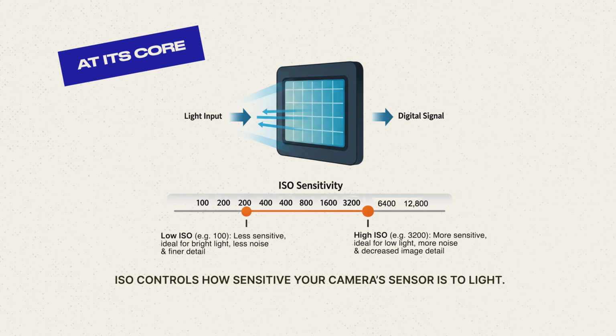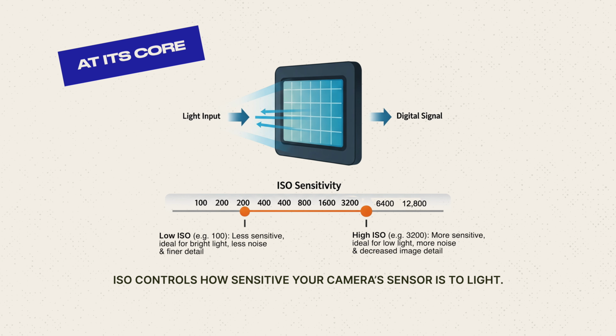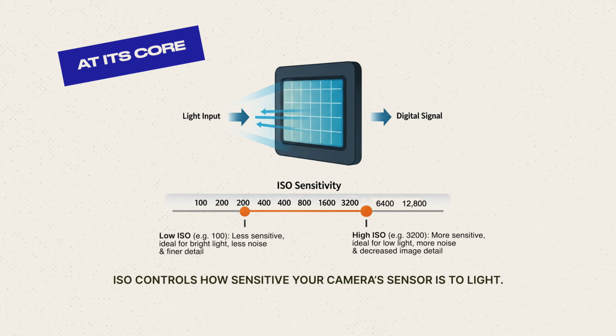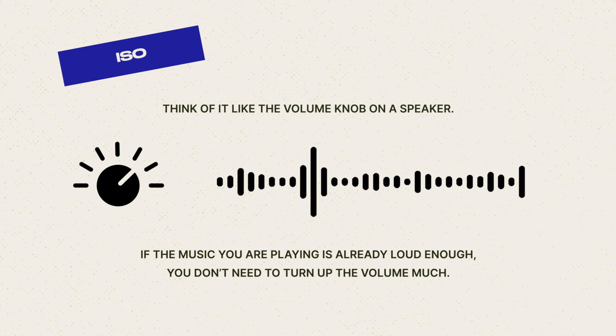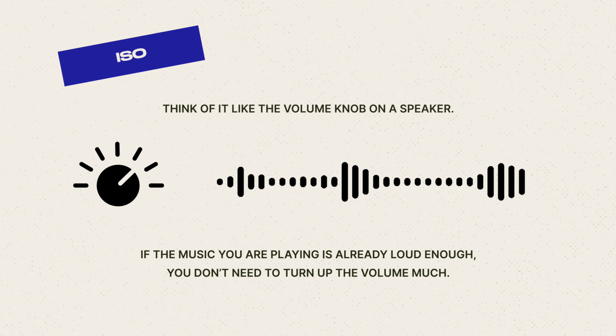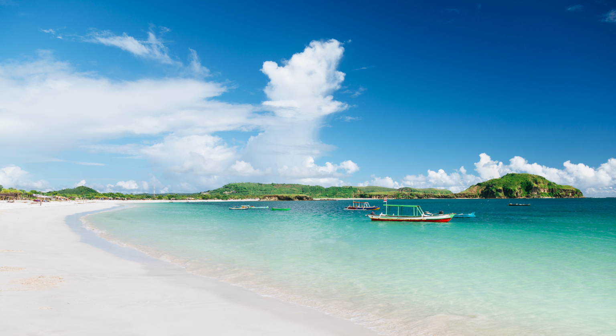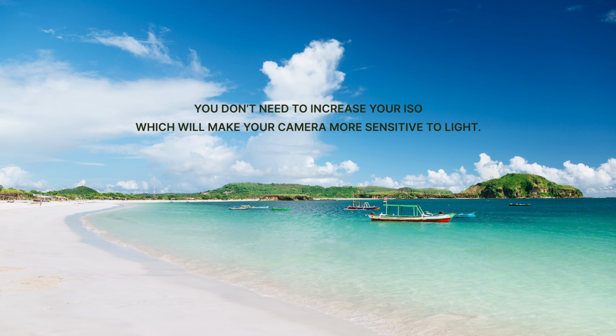At its core, ISO controls how sensitive your camera's sensor is to light. Think of it like the volume knob on a speaker. If the music you are playing is already loud enough, you don't need to turn up the volume much. This is like when there is a lot of light in a scene. You don't need to increase your ISO, which will make your camera more sensitive to light. You can simply use a low ISO.